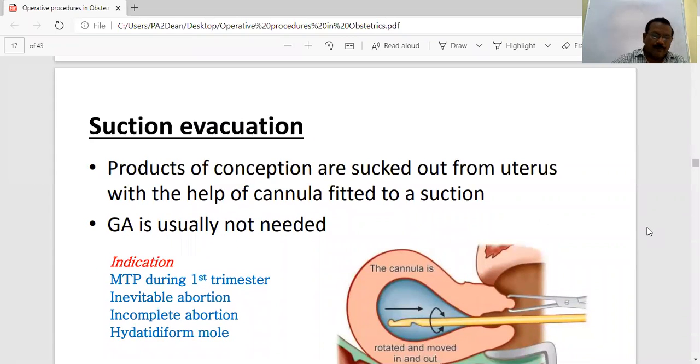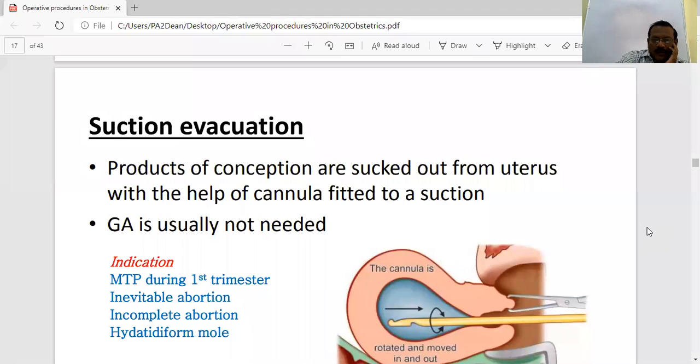Then comes the other procedure, suction evacuation. Products of conception are sucked out from uterus with the help of cannula fitted to a suction machine. General anesthesia usually not needed, because if we use general anesthesia, the amount of bleeding will be more. This procedure will be done by simple sedation or by cervical block anesthesia. Indications are MTP during first trimester, inevitable abortion, incomplete abortion, and hydatidiform mole.